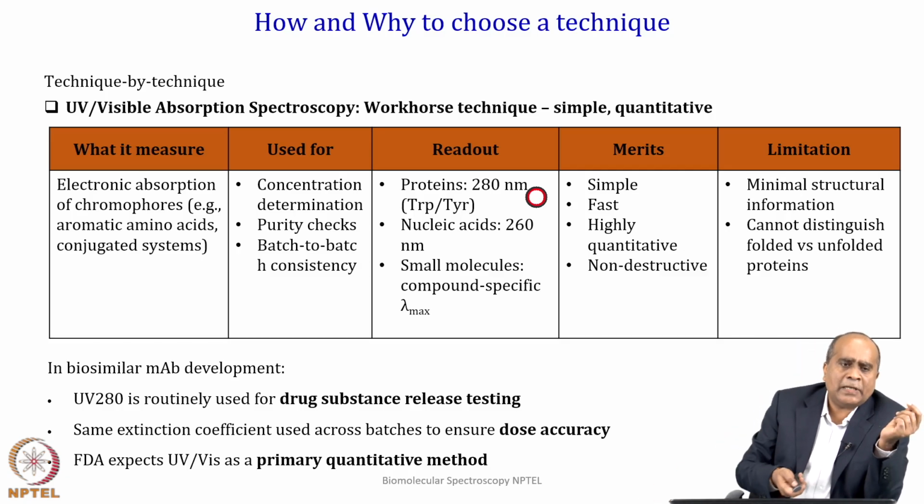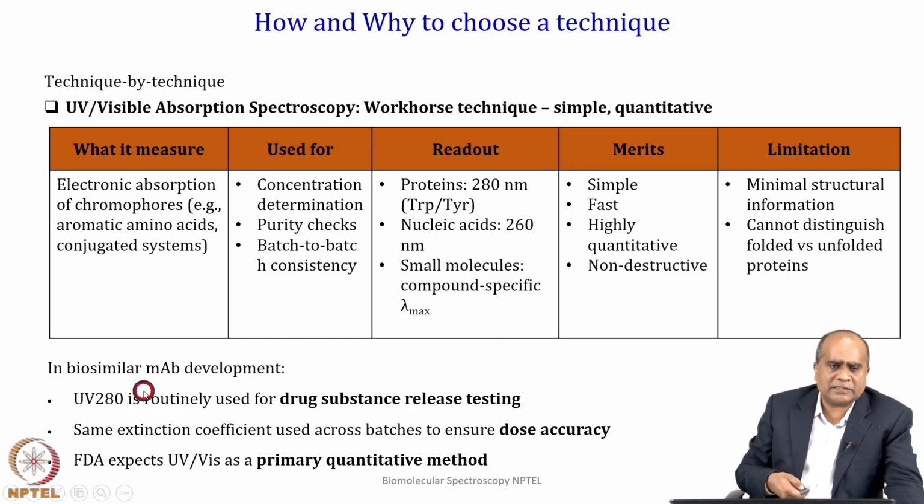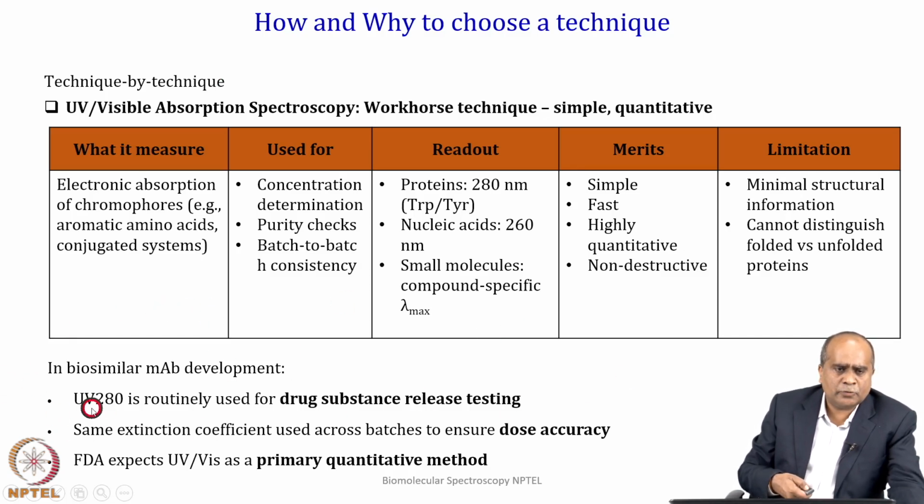So, when we are working with a biosimilar mAb, drug substance release testing is done by measuring the UV visible at 280, that gives the concentration of the monoclonal antibody. And the same extinction coefficient can be used batch to batch to understand the dose accuracy, because you cannot play with a dose. So, in each vial or each syringe you have to measure the dose, and here you can have a quantitative, simpler technique for batch to batch consistency.